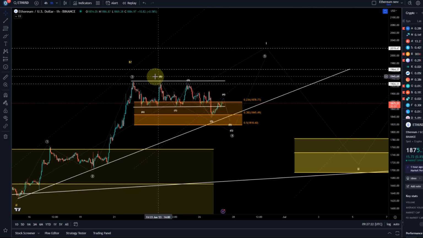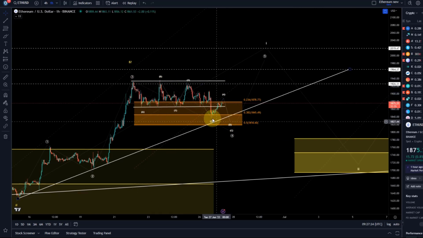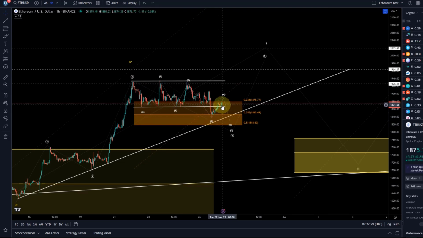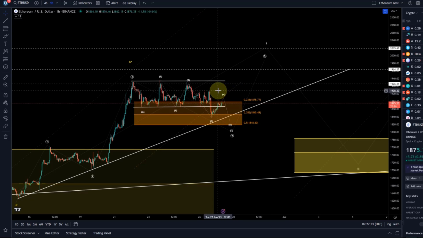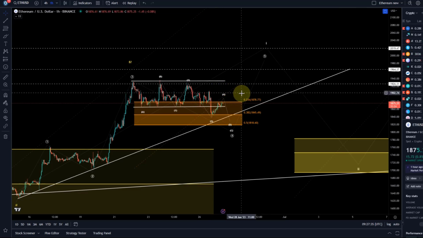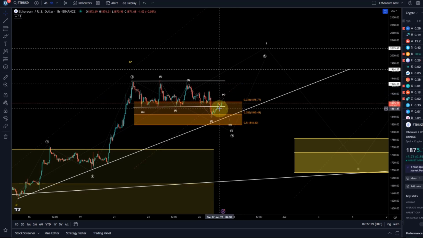So if it forms, instead of an ABC, a WXY correction, we can call it already complete, but in a WXY, it would now need to prove itself, needs to break above the last swing high at 1909, form a higher high and a higher low above that level. Then we basically know that a low is already in, okay?